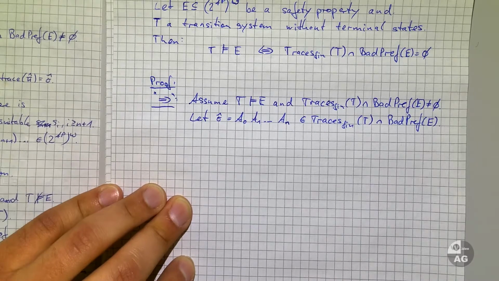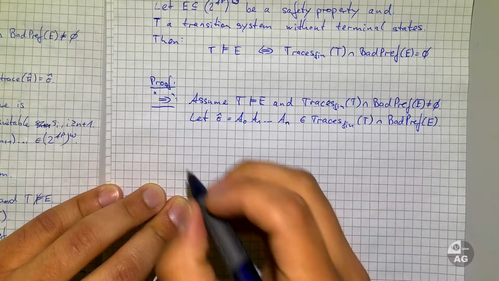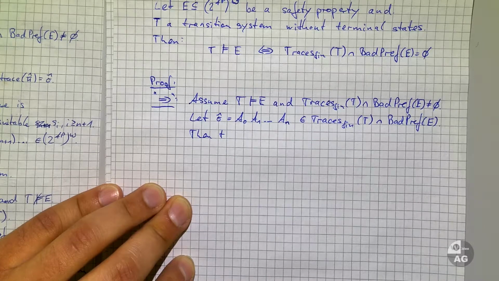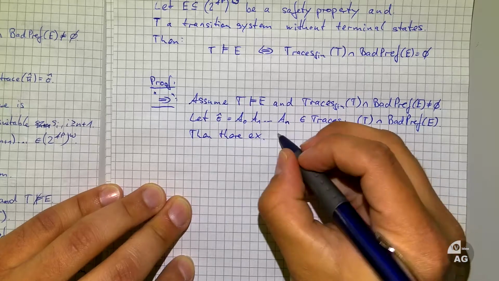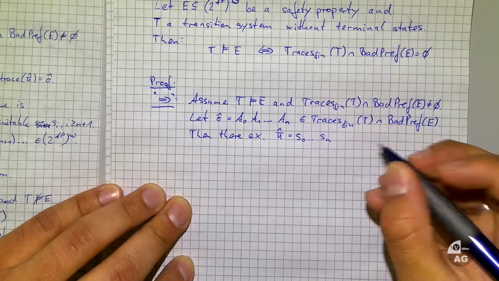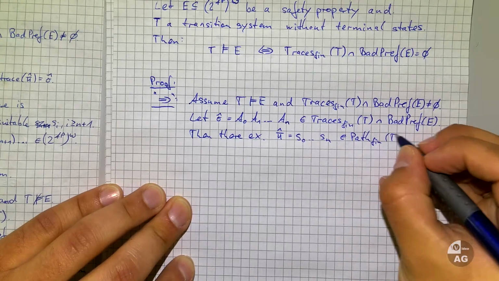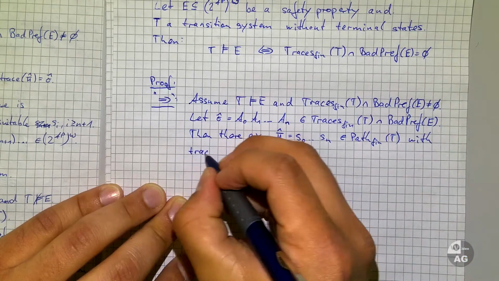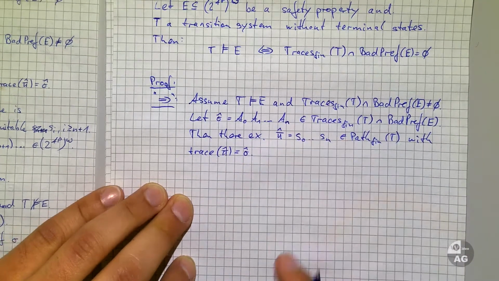But what do we know if this word is in the finite traces of the transition system? Well, then we know that there exists a finite path that gives rise to this finite trace. Then there exists pi head, S0 to Sn, in the finite paths of the transition system, such that the trace of pi head is exactly sigma head.